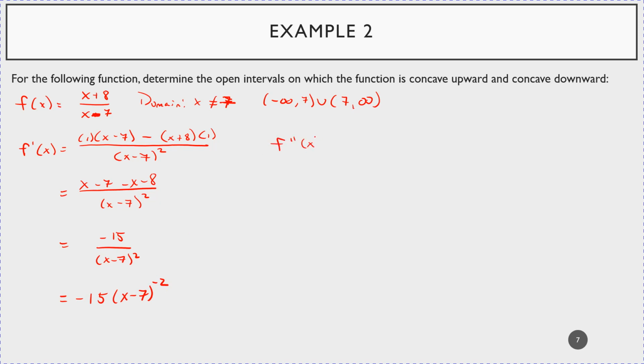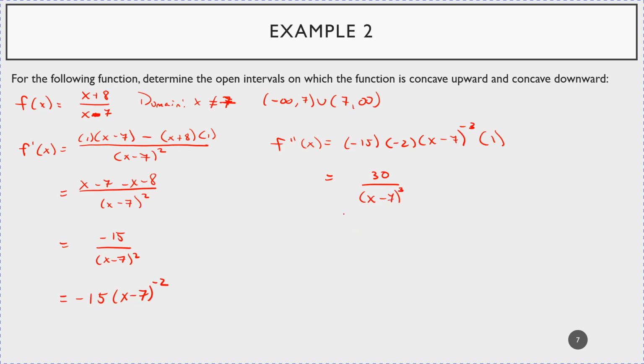So then our second derivative here, minus 15. I'm going to need to chain rule this. I'm going to bring the negative 2 down, times x minus 7, and then minus 2 minus 1 becomes minus 3. And then the derivative of the inside here is just 1, actually. So this right here becomes, let's see, negative is positive, so this is 30 over x minus 7 cubed.